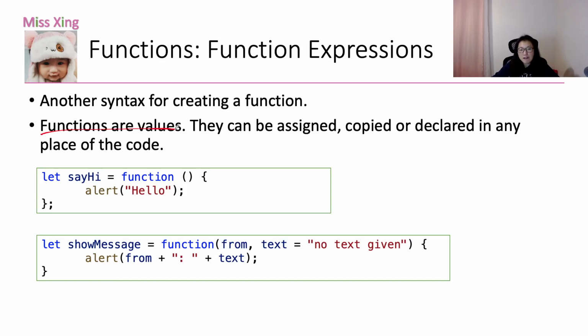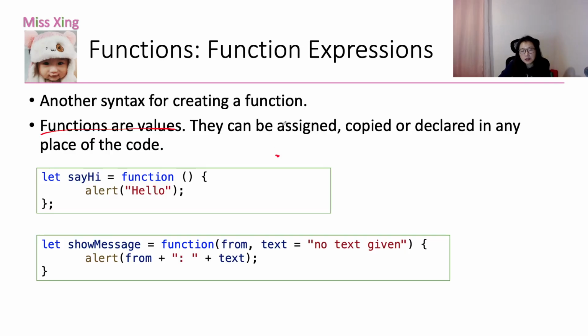Functions are values. What does values mean? 1, 2, 3, 4, they are values. String ABC, string hello world, they are values. And we have an object. Objects are also values. Functions, they are also values. So because they are values, they can be assigned, can be copied, can be declared in any place of the code. So this is the second way to define a function, which is using function expression.